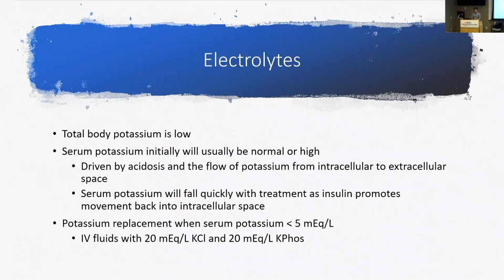Okay, and then management in terms of electrolytes. A common thing that we talk about, and probably the most important electrolyte in terms of DKA, is potassium. In general, in patients who come in DKA, their total body potassium is low because they've been losing potassium through their urine, and oftentimes they've come in with a significant amount of emesis, so they're losing potassium through their vomit as well. So their total body potassium is low.